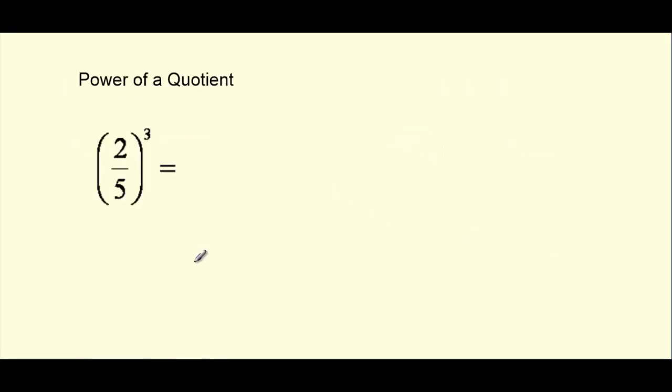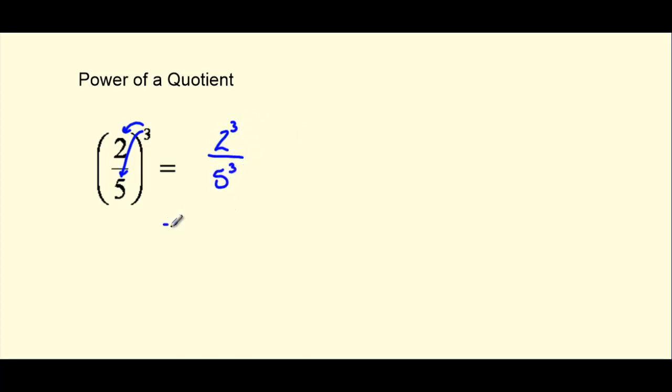A third rule to keep in mind is the power of a quotient rule. What happens if inside the brackets we're dividing? Again, we can distribute this exponent to both of the things that are inside the bracket. So this would be 2 cubed divided by 5 cubed.